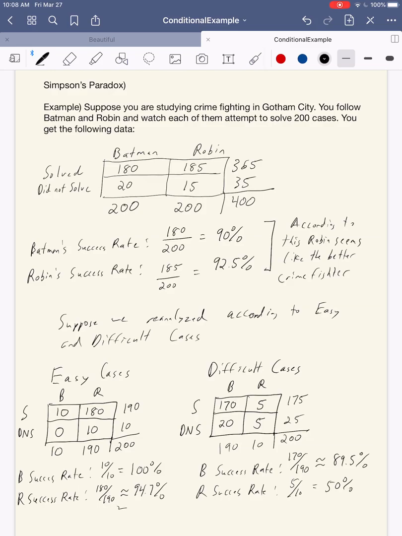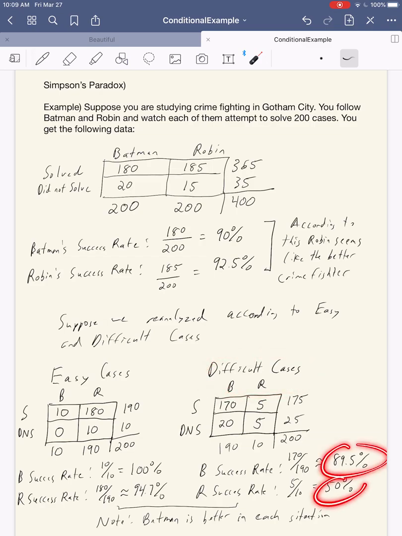So we should note, Batman is better in each situation. So this right here is the sort of paradox. We can see that when we break it down into easy and difficult cases, Batman is better in each situation. He's better at solving the easy ones, 100 versus 94.7, and he's better at the difficult ones, 89.5 versus 50. Yet overall, Robin has a higher success rate of 92.5 versus 90.